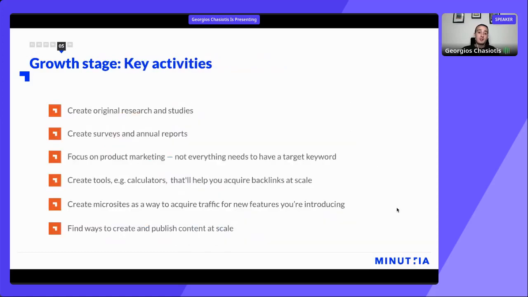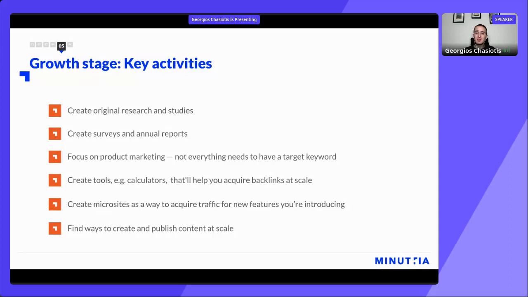What are the key activities that you need to invest time and resources in when you're at that stage? You can create original research and studies because you have the ability to do so. You can create surveys and annual reports in order to scale lead generation, for example. You want to focus on product marketing.